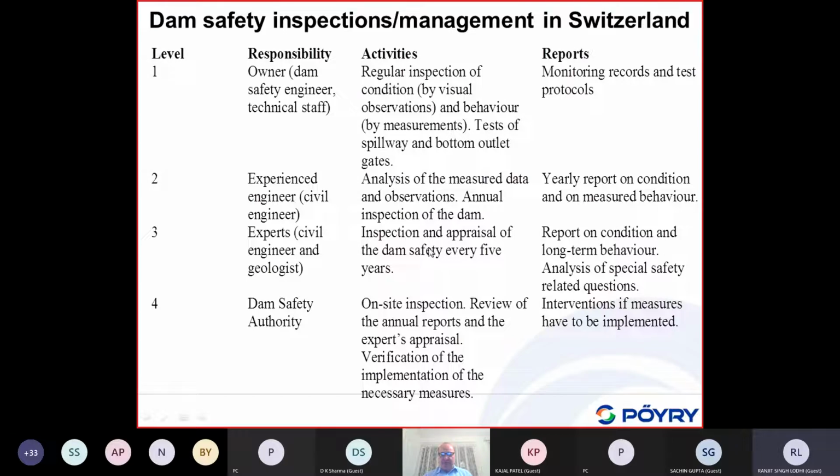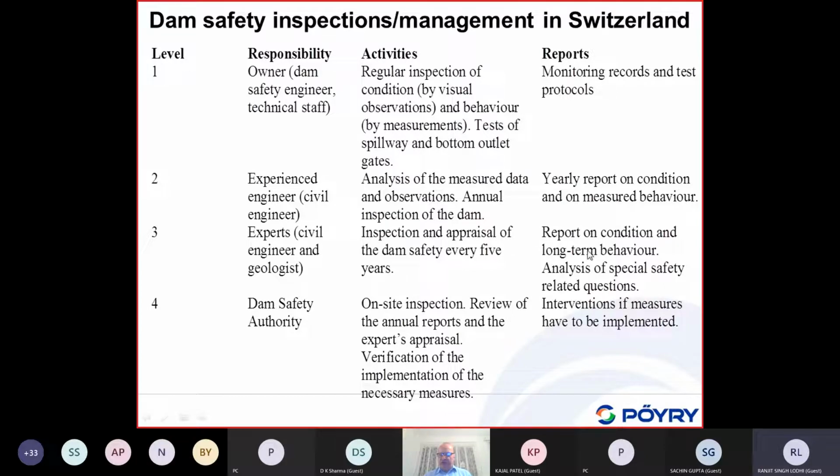So every 5 years, people are doing this detailed inspection where changes and new developments are also taken into account. As I say, a typical case would be climate change. And today we would also look into cyber criminality and some other new issues which have come up recently.